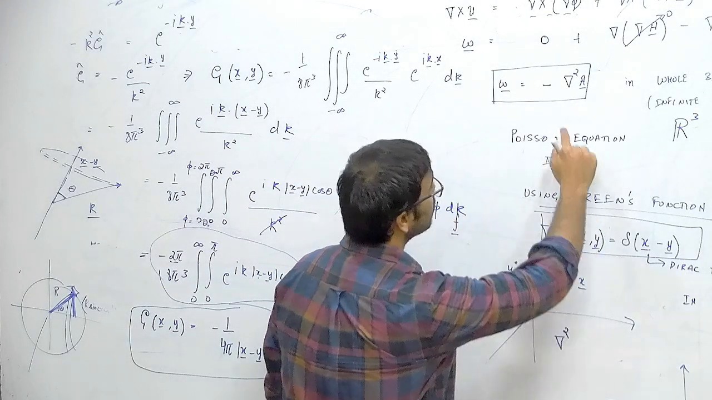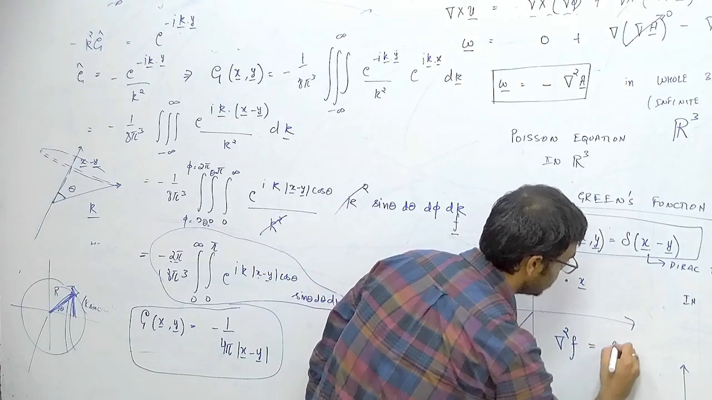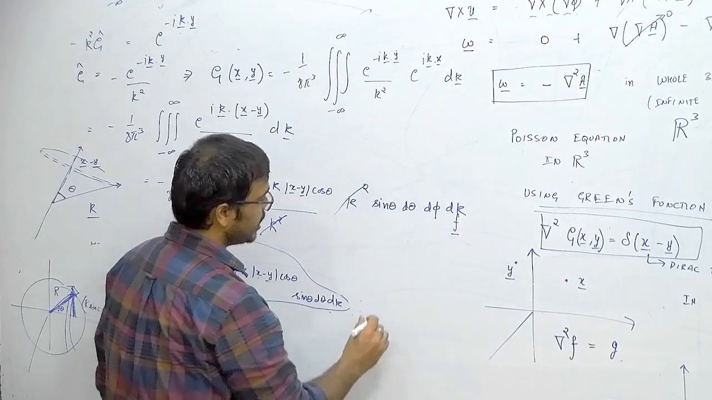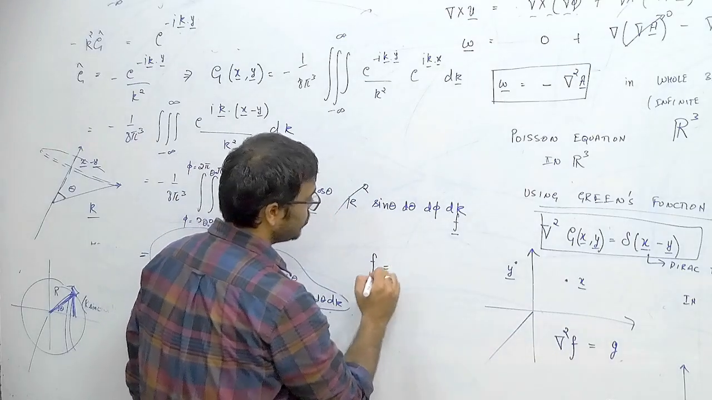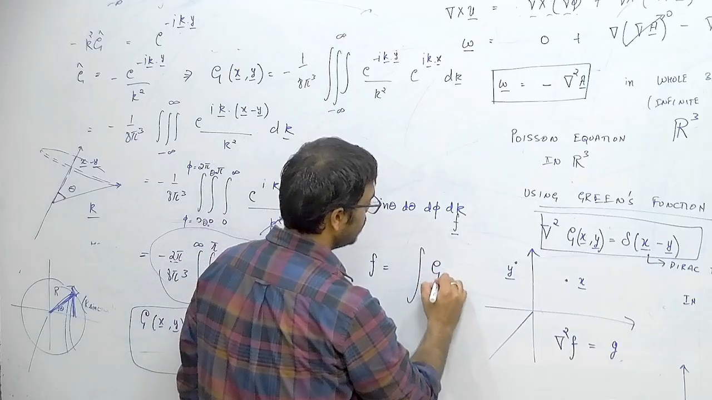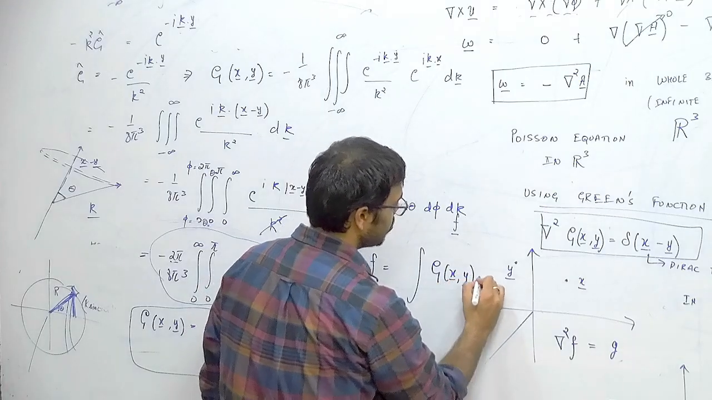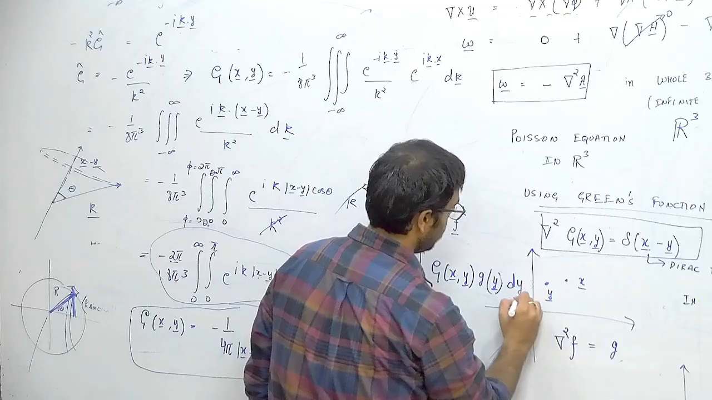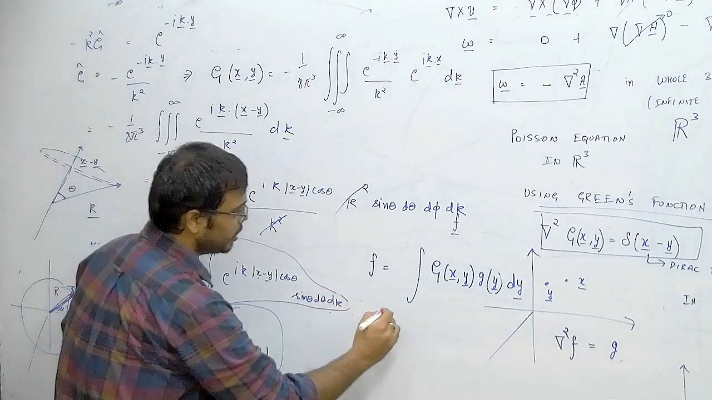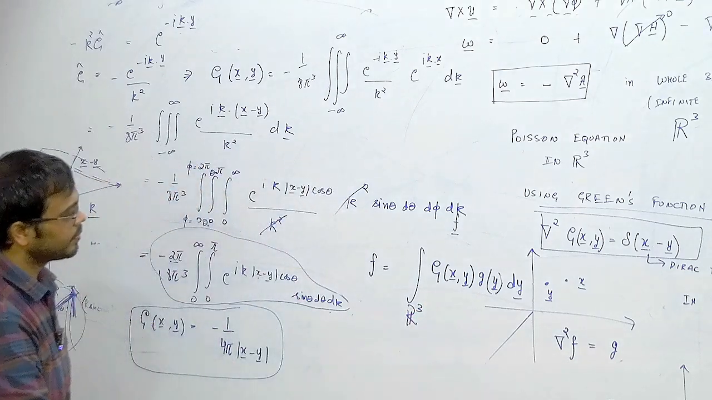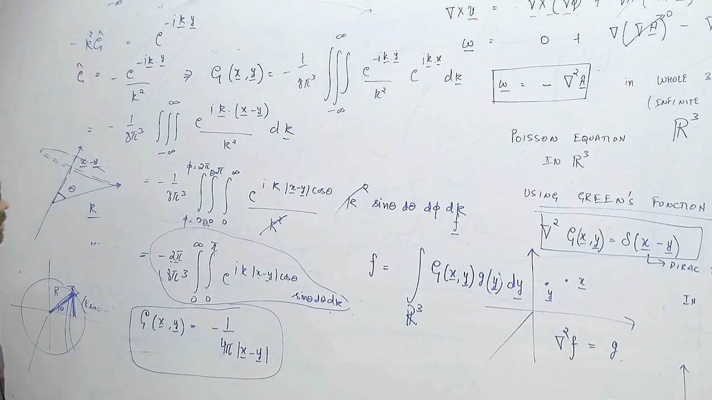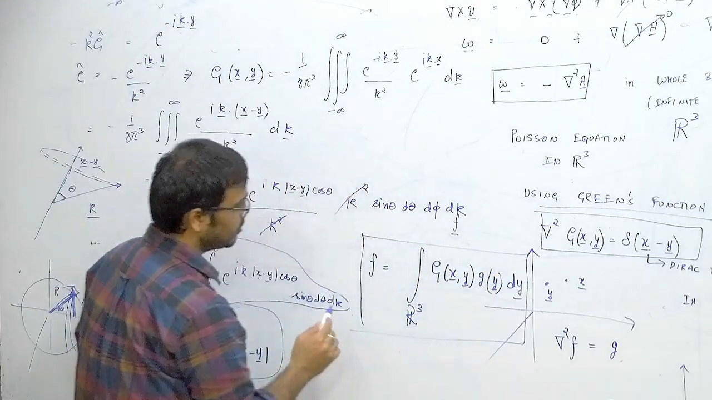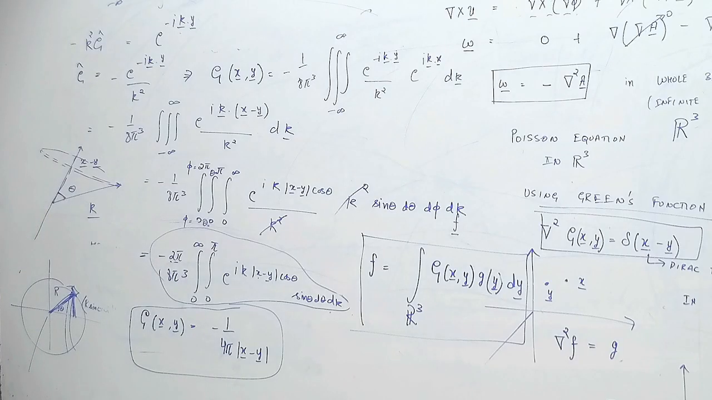So the idea is, once you have this g of x comma y, you can solve this equation. Let's say you are given an equation del square f equals small g. You can solve this equation how? You can write that your f is equal to the integral of g of x comma y times small g of y dy, and the integration should be over the whole 3D space. I don't know if you guys have done any courses in vibration, but when you have forced vibration of a system, let's say a spring mass damper system, this is the standard way in which you evaluate the solution.